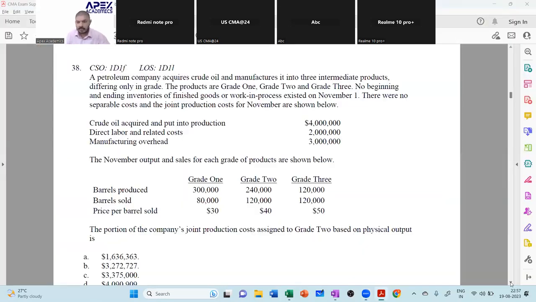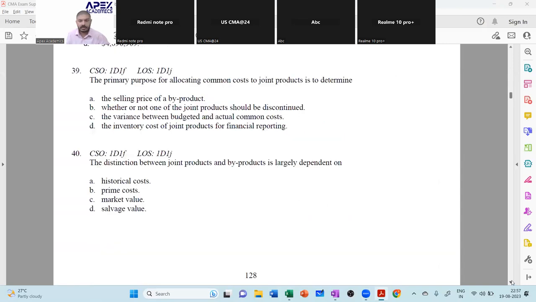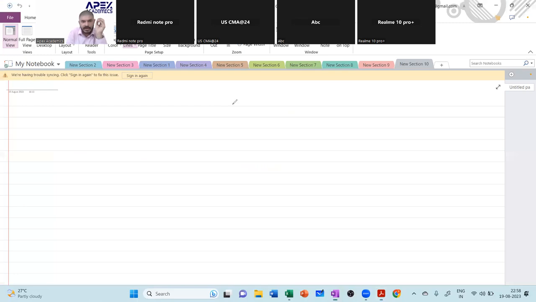38 done. Now I go to question number 39. The primary purpose of allocating a common cost to the joint product is what? To determine the selling price of a byproduct; whether or not one of the joint products should be discontinued; to determine the variance between budgeted and actual common cost; or to determine the inventory of joint products for the purposes of financial reporting. Now, please understand one thing. What is the meaning of a byproduct?